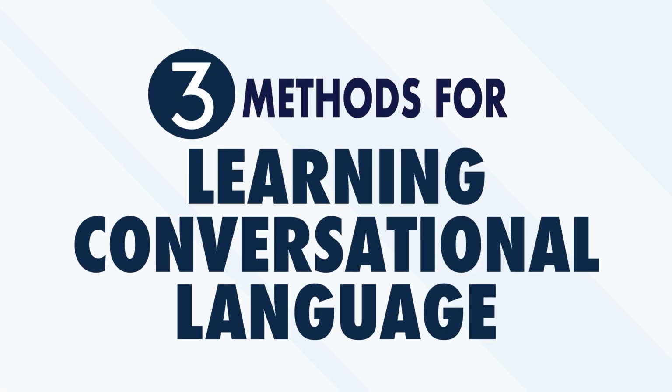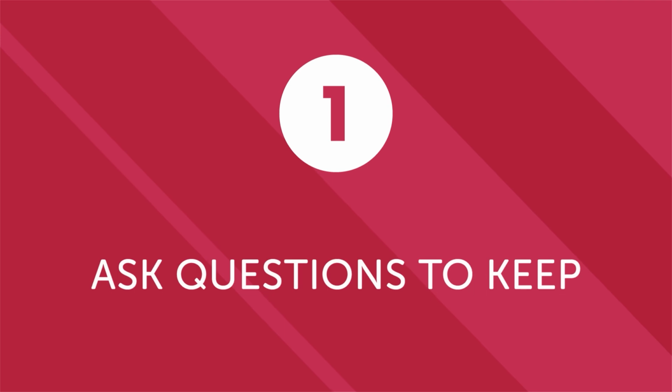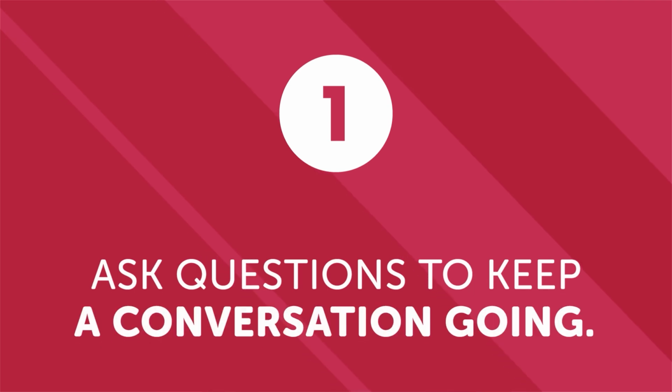But how can you possibly have real conversations with real people if you're just starting out? Here are 3 proven methods that even beginners can quickly use to learn conversational language to make a great impression and avoid awkward silences. First, ask questions to keep a conversation going. For beginners and even more advanced speakers, the key is to ask questions to keep a conversation going. Of course, they can't be just random questions, or else you may confuse the listener.